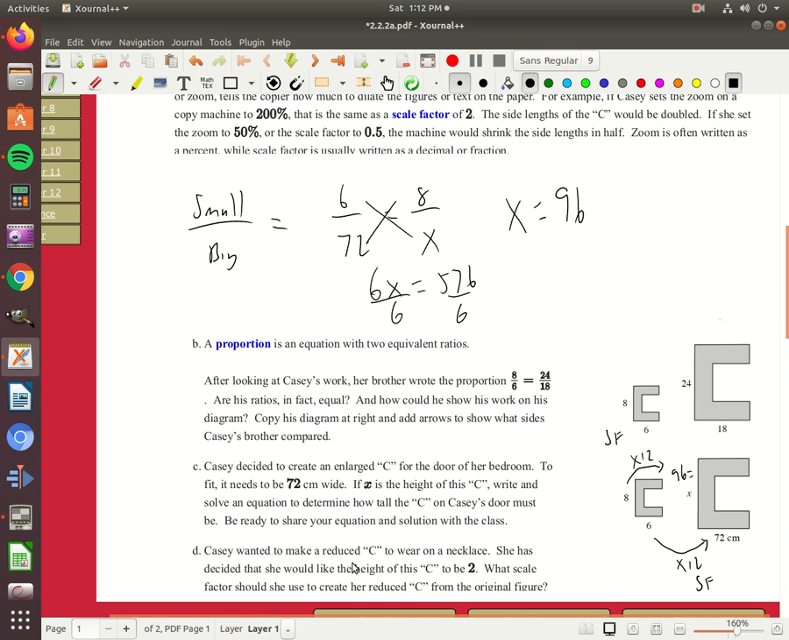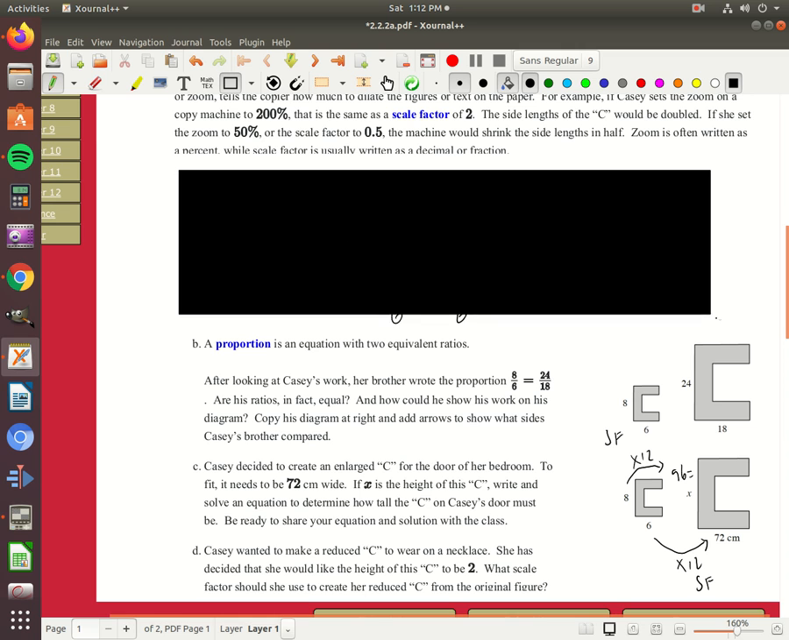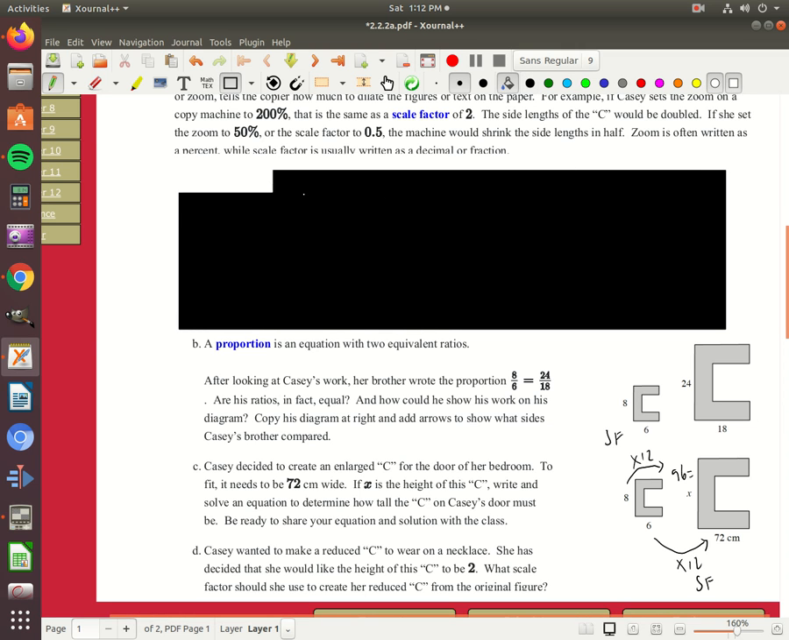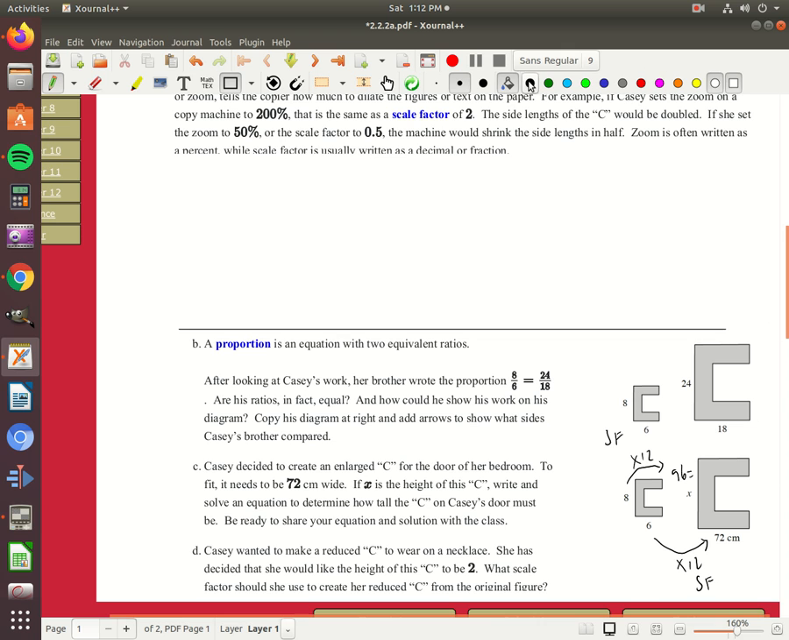So Casey wanted to make a reduced C to wear on a necklace. She has decided she would like the height of the C to be 2. So let's go ahead and make another C for her here. We'll do this instead. Okay, so we have one C that looks like this. This is the original C, but now she's going to make a smaller C, and she needs the height to be 2, and we don't know how wide it needs to be. So let's figure this out for her.